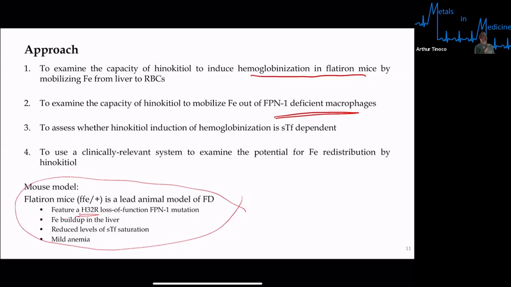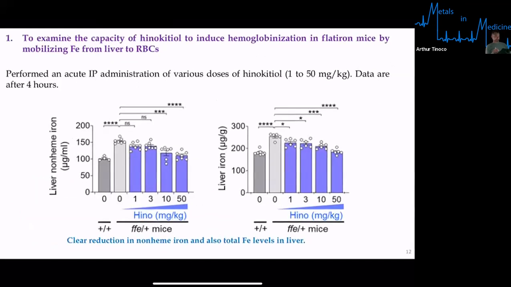So it mimics that. There's also a reduced level of iron saturation, so the serum transferrin saturation. So there's a decreased amount of iron that's accessible in the blood. And also this particular animal suffers from mild anemia. So it mimics many of the characterizations of the actual disease condition.